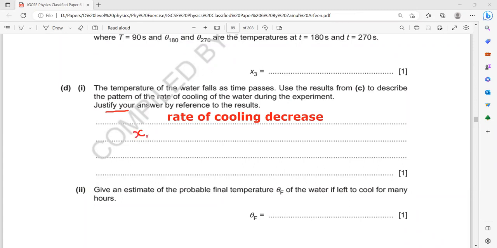If you just mention the rate of cooling is decreasing, that is not the full answer. You have to justify: 1 mark is for mentioning the rate of cooling is decreasing and then reference to the result. Initially, the rate of cooling when we worked it out was 0.18. Then the second value was 0.112. And the third one we worked out was 0.07. So you can clearly see that the rate of cooling is decreasing.